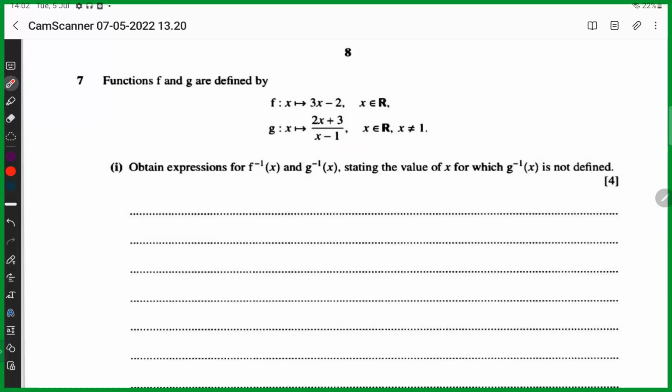Obtain expressions for f inverse of x and g inverse of x. Now I'm pretty sure all of you would be able to find the expression for f inverse of x. Please do that. Please do find an expression for f inverse of x, and then I'll tell you how to find it for g inverse of x. Okay, take 2 minutes and do this part.